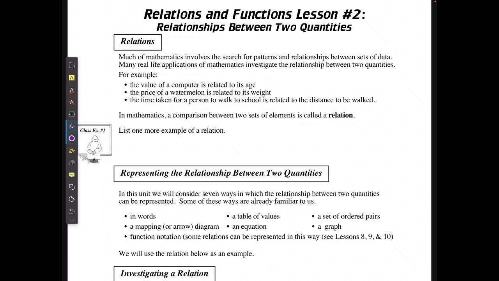For this lesson, we're going to look at how we can represent relationships between two quantities. So like it says in the beginning, for relations, much of mathematics involves a search for patterns and relationships between various sets of data. Many real-life applications of mathematics investigate relationships between two quantities. For example, the value of a computer or any electronic device related to its age.